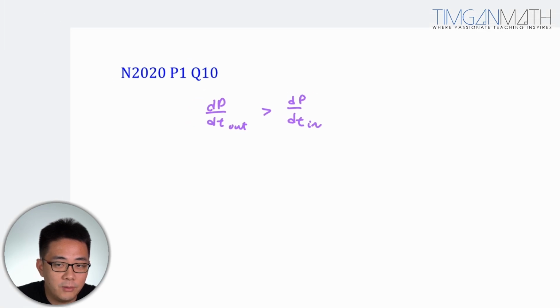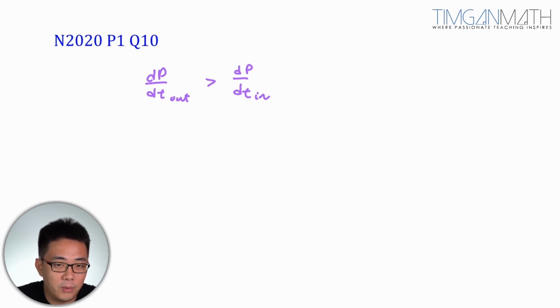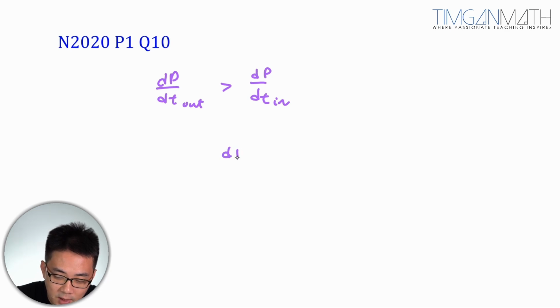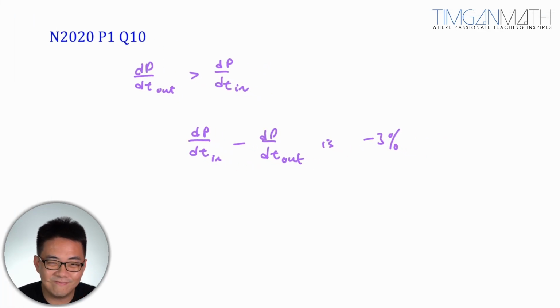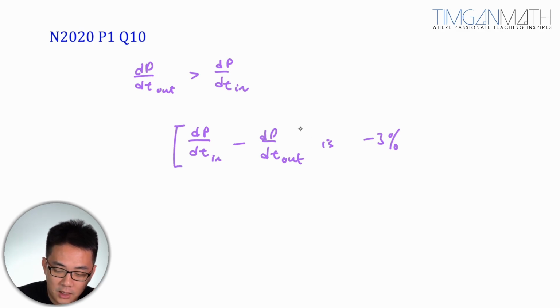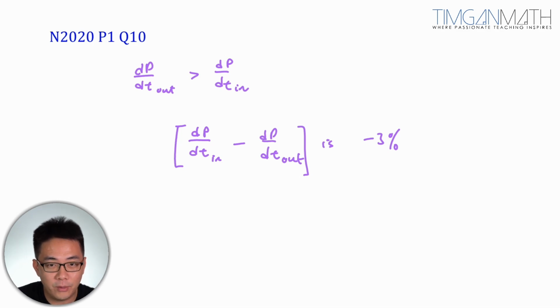Now the difference every year between the death rate and the birth rate for the population of the sheep on the island is 3%. So meaning to say dP/dt in minus out is 3%, or rather negative 3%. Now the problem with this is I'm not sure what is 3% of what. So we know that dP/dt in minus dP/dt out is negative 3%.